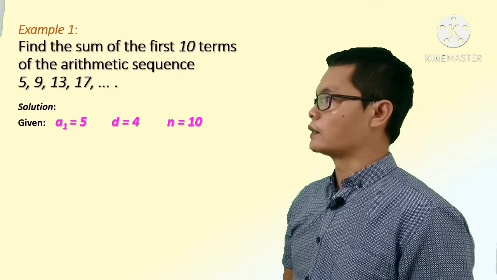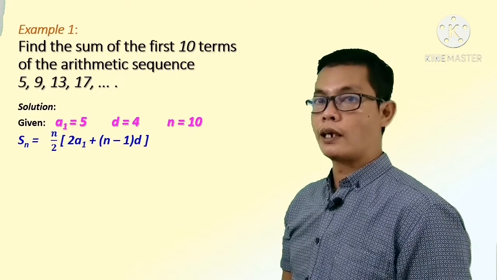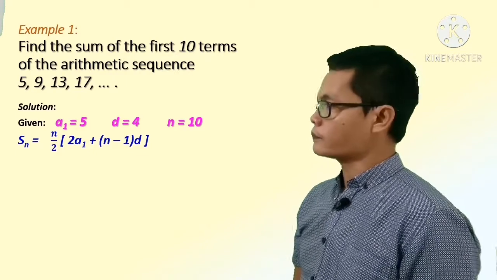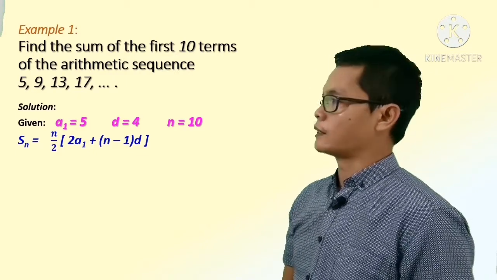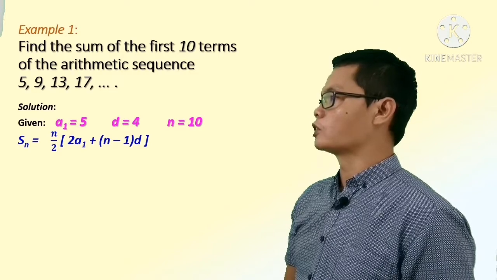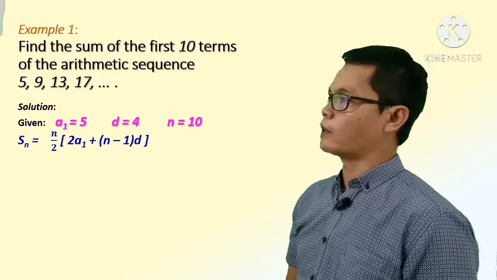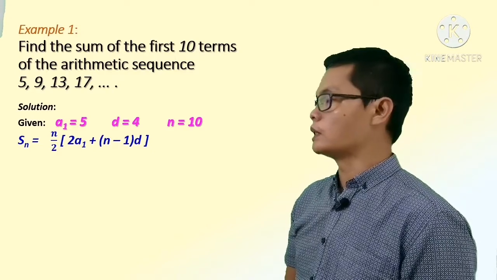So that's the basic way to find the common difference. Then the value of n is 10, since we are going to solve for the 10 terms. So n is equal to 10. Using the formula, S sub n equals n over 2 multiplied by 2 a sub 1 plus n minus 1 times d.